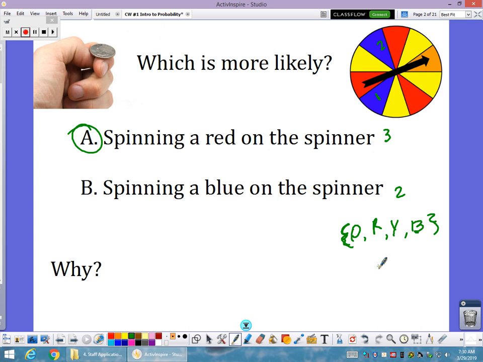But why is it more likely to spin red than blue? You may have said or thought there are 3 reds and there are only 2 blues. Okay, cool.